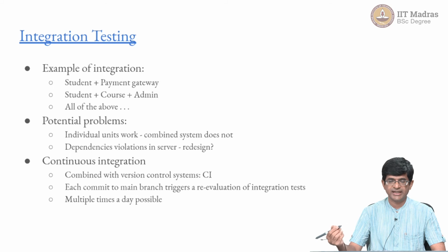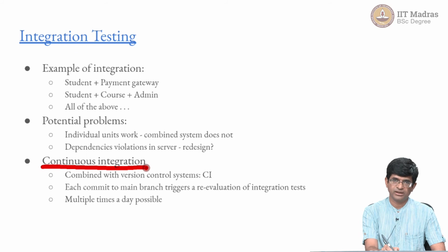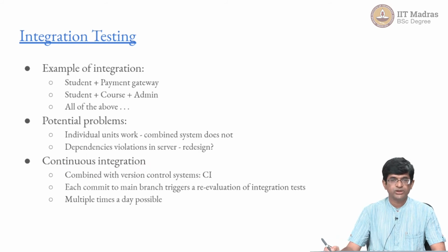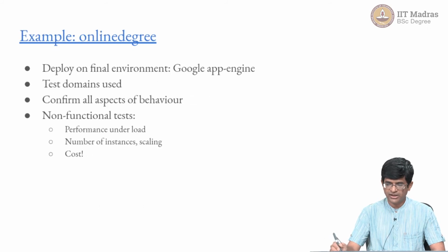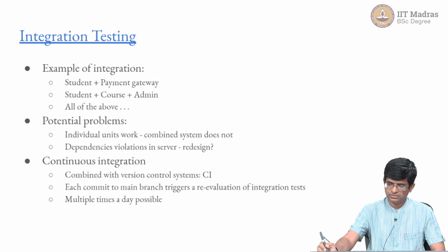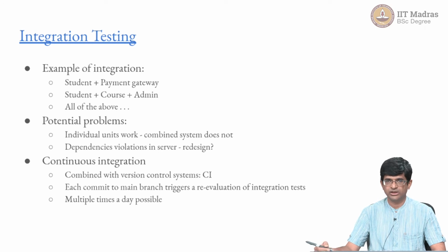Now, this integration testing is sometimes taken one step further to an idea that's called continuous integration. Okay, and in continuous integration, usually this is combined with various version control systems. So those of you who are using GitHub or GitLab would have seen what they call CI/CD, right? So the CI is continuous integration, CD is continuous deployment, which is actually also deploying the thing, which is sort of out of scope of what we are doing right now. But in continuous integration, what we are trying to do is that every time there is a commit to the main branch of code, it triggers a reevaluation of all the tests.